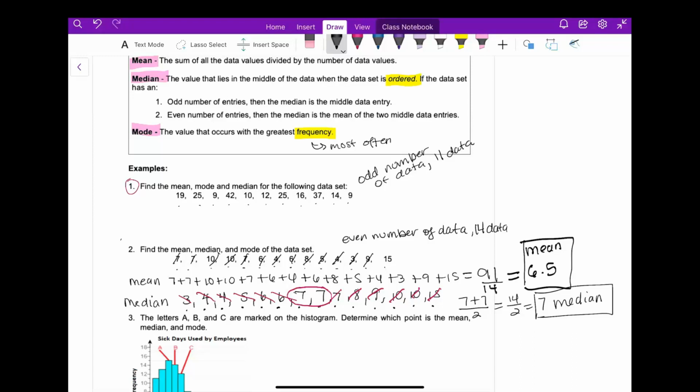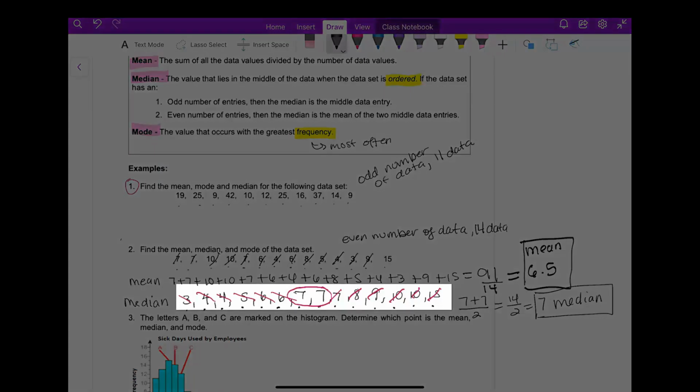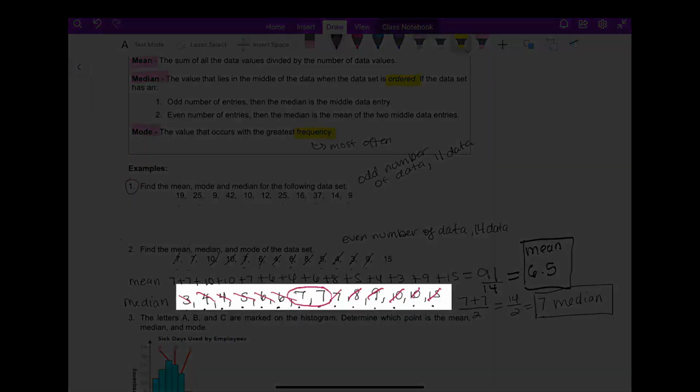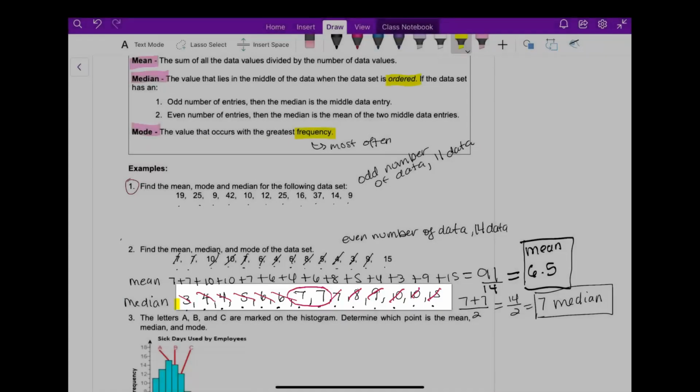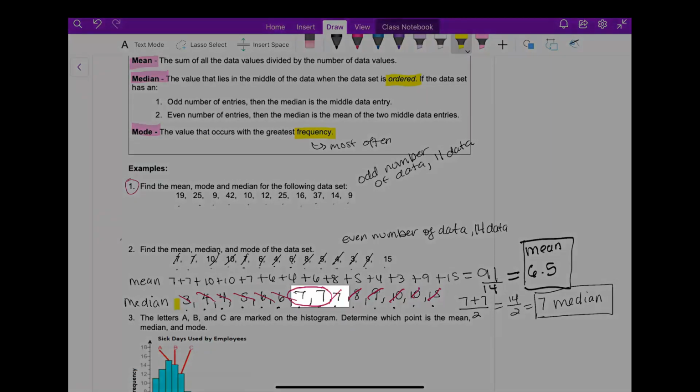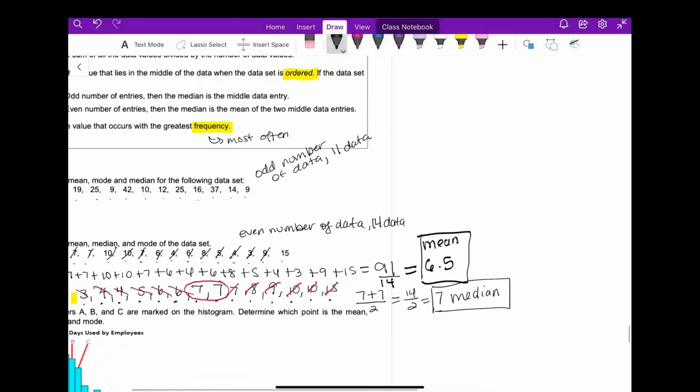What number did I see the most? Well, I saw two fours, and that's why I like this part here that I have already in order. I saw two fours, I saw two sixes, I see three sevens, and I see two tens. So the one that happens the most is the 7, and we have 7 is the mode.